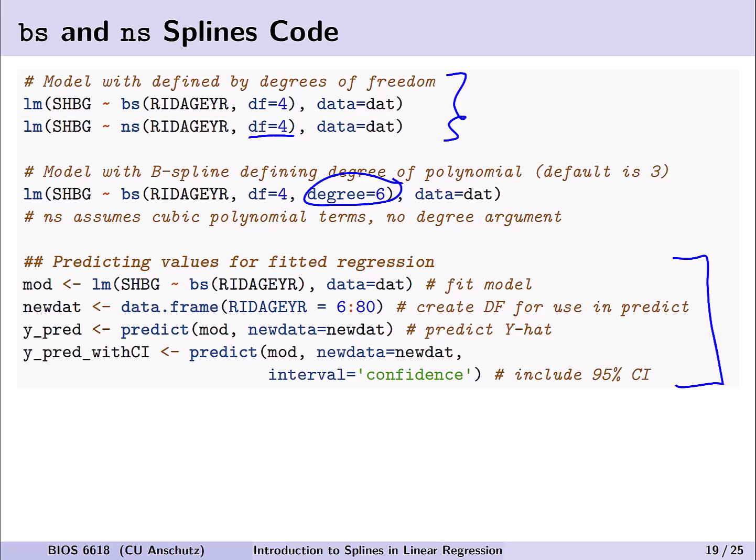We can then create a new data frame object to, let's say, predict the outcome over the range of ages 6 to 80 in increments of 1. We can then save our predicted values to something like y_pred. And further, we can look at examples if we want to get a confidence interval. We can use the predict function and then specify an interval either for LM objects, confidence or predict, or for GLM, just the confidence intervals.